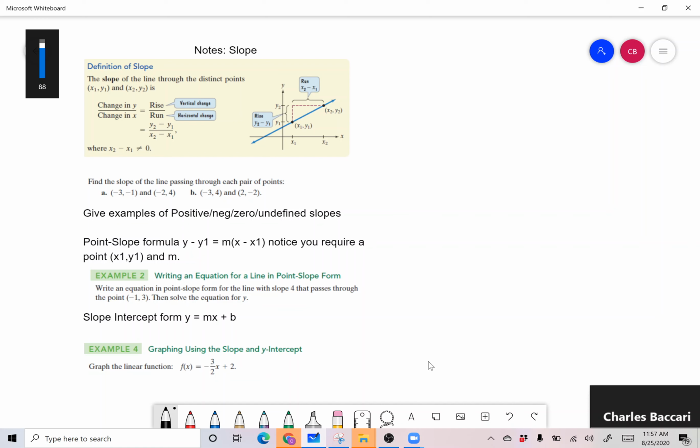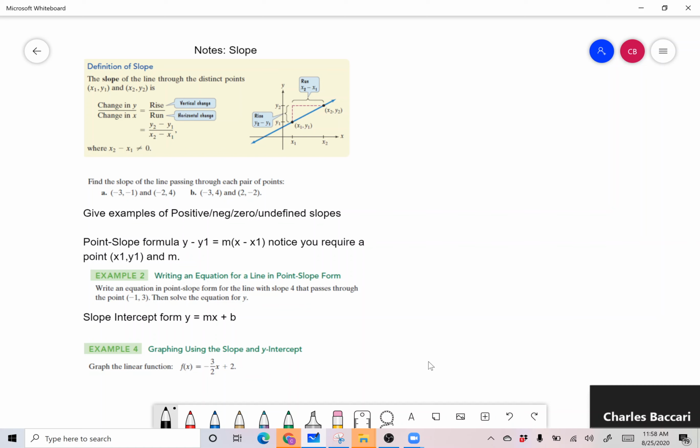All right, so we're going to talk about slope. The slope of a line through two distinct points, (x1, y1) and (x2, y2), is the change in y over the change in x, the rise over the run. So you do y2 minus y1 over x2 minus x1, and x2 minus x1 cannot equal 0, so that means they can't be the same point.